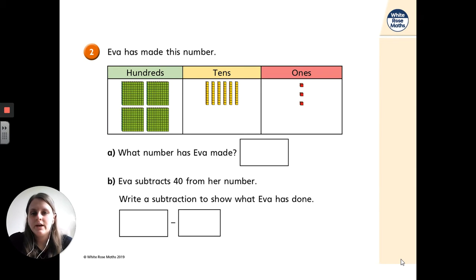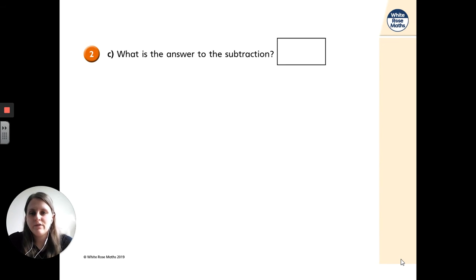Question number 2. Eva has made a number. She's made this number, it's got that many hundreds, tens, and ones. So what number has Eva made? Write down the number first of all for A. For B, Eva subtracts 40 from her number. Write a subtraction to show what Eva has done. Can you put that into a number sentence? Her number, and then she subtracted 40. How would I write that as something that subtracts something? Okay, and for part C, what is the answer to her subtraction? Can you complete that subtraction that you've just written down?